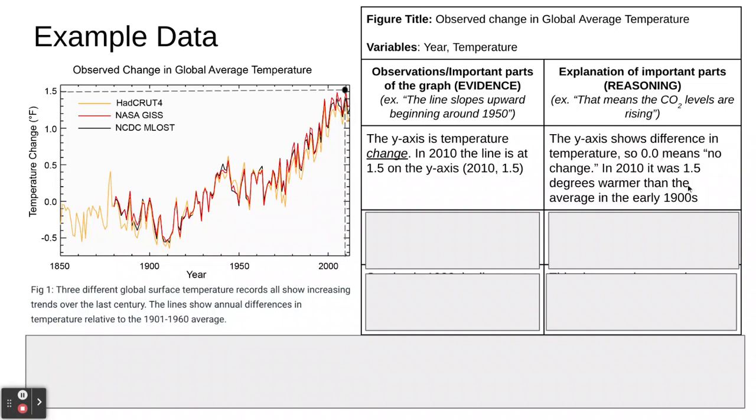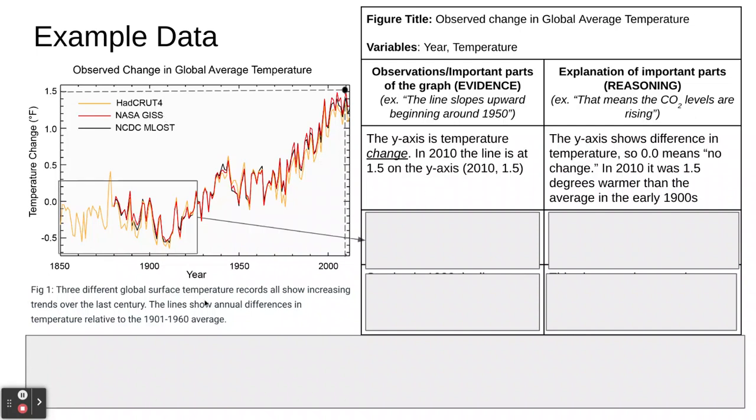So now I'm going to interpret what that means. The y-axis shows difference in temperature. Okay, difference in temperature. So 0.0 means no change. In 2010, it was 1.5 degrees warmer than the average in the early 1900s. So that's what that 1.5 means.